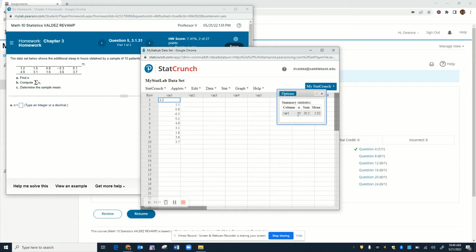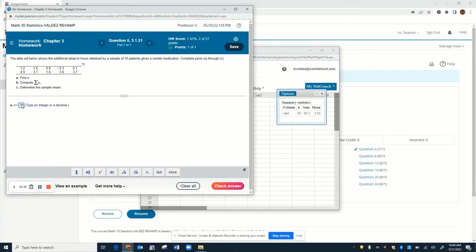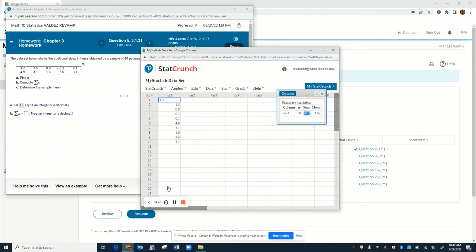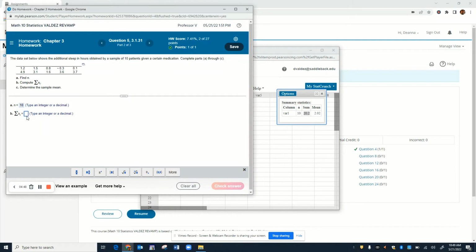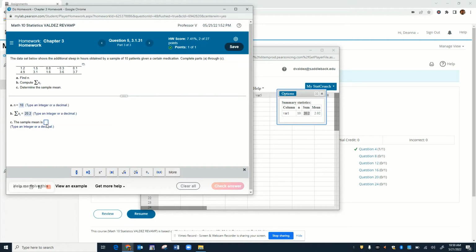Okay, so there's the results. N is 10. I mean, you could see that, right? 1, 2, 3, 4, 5, 2 rows. Yep, there's 10 values. Good. The sum of all of the values, 20.2. It didn't say how far to round, so just type in everything that's there, 20.2. Well done. Thank you so much. And then the sample mean, I mean, we could have done that very easily. 20.2 divided by 10, 2.02.